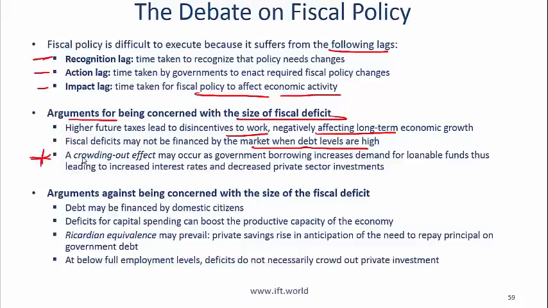And then very testable is this crowding out effect. A large fiscal deficit has a crowding out effect. This can occur as government borrowing increases demand for loanable funds, thus leading to increased interest rates and decreased private sector investments. So high fiscal deficit would mean high rates. High rates would mean that the private sector cannot get money easily, and the private sector then will invest less.